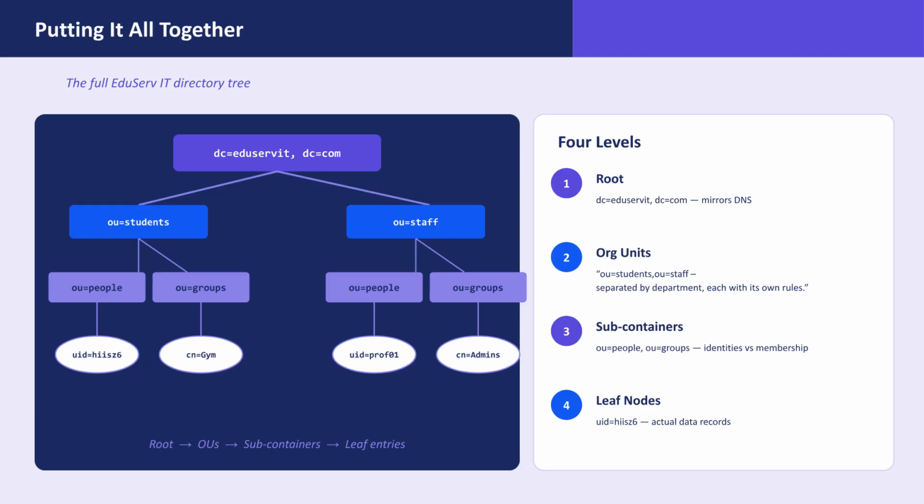4. Leaf nodes, individual directory entries like UID equals HIISZ6, the actual data records that hold attributes. Every entry in this tree has a distinguished name, a unique, precise address built by chaining its RDNs from leaf to root. And when a user authenticates, the LDAP client uses that DN to issue a bind request to the LDAP server over an encrypted connection to verify identity.